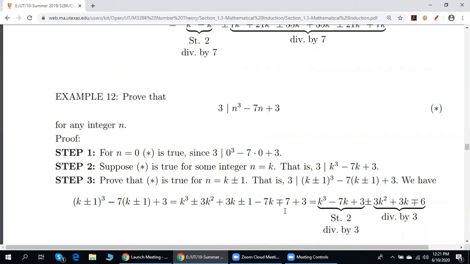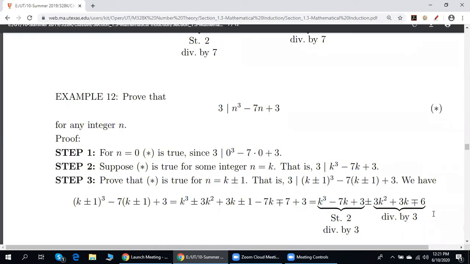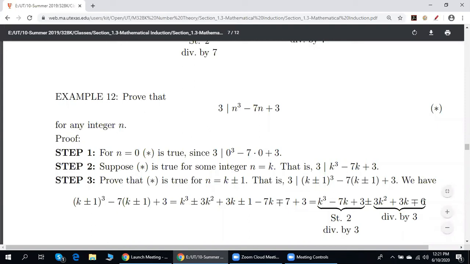And now let us do the following. Let us group together k cubed, minus 7k, and 3. Done. And then plus 1 minus 7 is minus 6. 3k squared plus 3k minus 6 is divisible by 3. This is divisible by 3 by step 2. Therefore, the whole thing is divisible by 3. Done. Next.